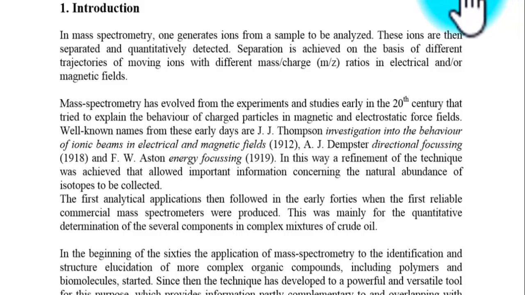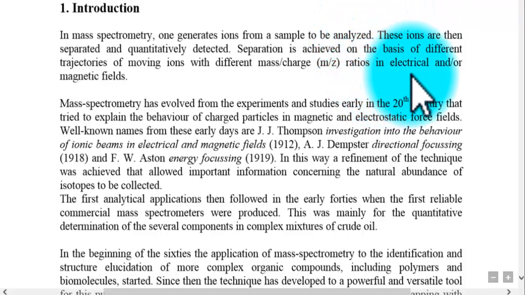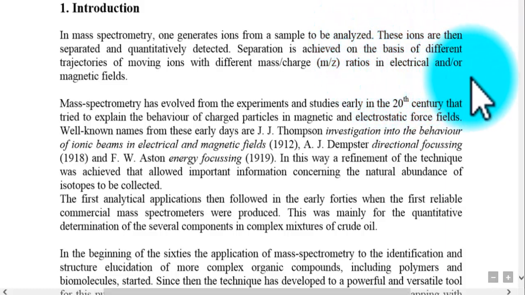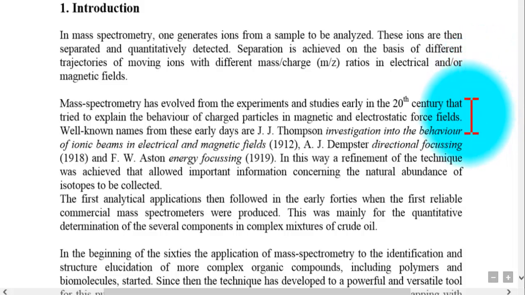In mass spectrometry, one generates ions from a sample to be analyzed. The ions are then separated and qualitatively detected. Separation is achieved on the basis of different characteristics of moving ions with different mass-to-charge ratios in electrical or magnetic fields. Mass spectrometry has evolved from experiments and studies early in the 20th century that tried to explain the behavior of charged particles in magnetic and electrostatic force fields.